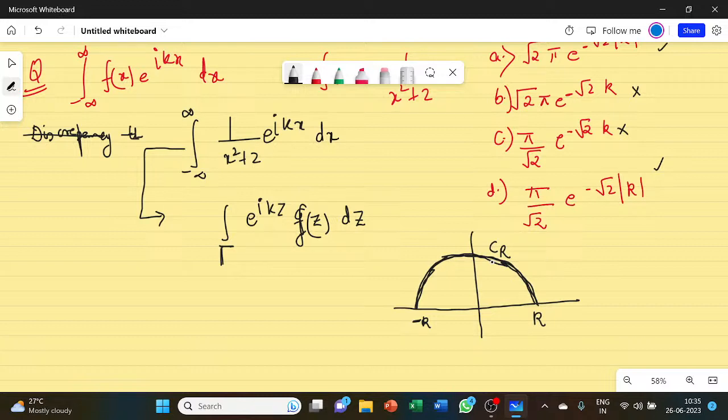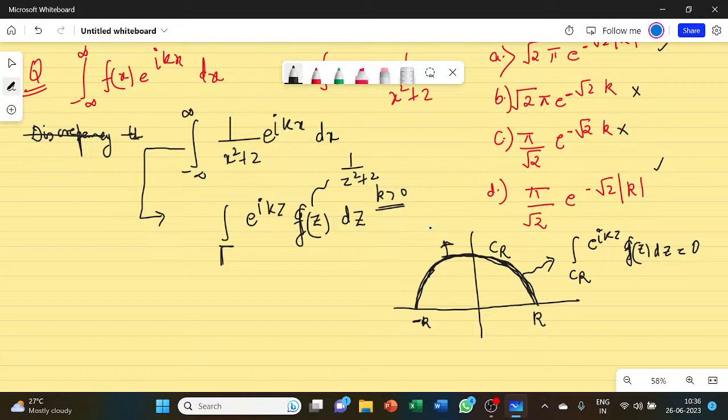And if you want to evaluate this integration, one thing you should remember: here k is greater than 0. When you evaluate this integration over the upper half, the integration over C R of e to the power iota kz times g z dz goes to 0. How does that go? Let me show you. Here g z is simply 1 upon z square plus 2. Just compare it.